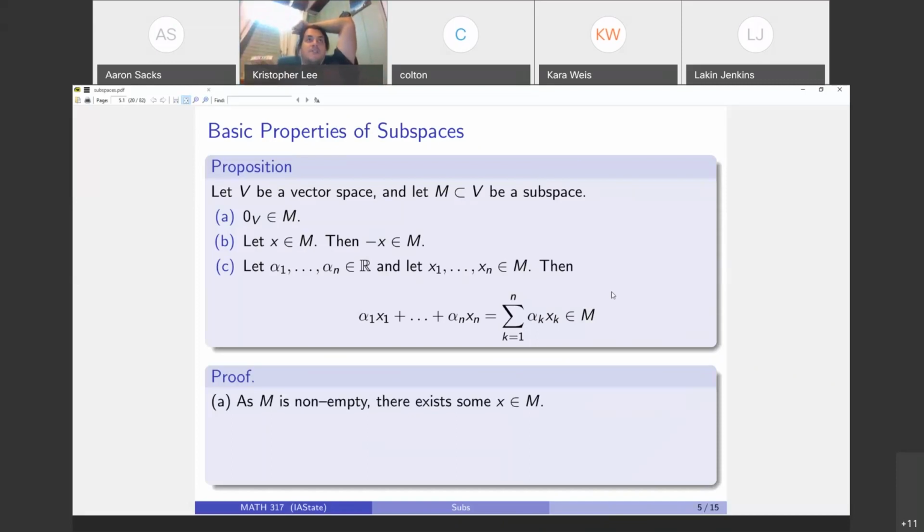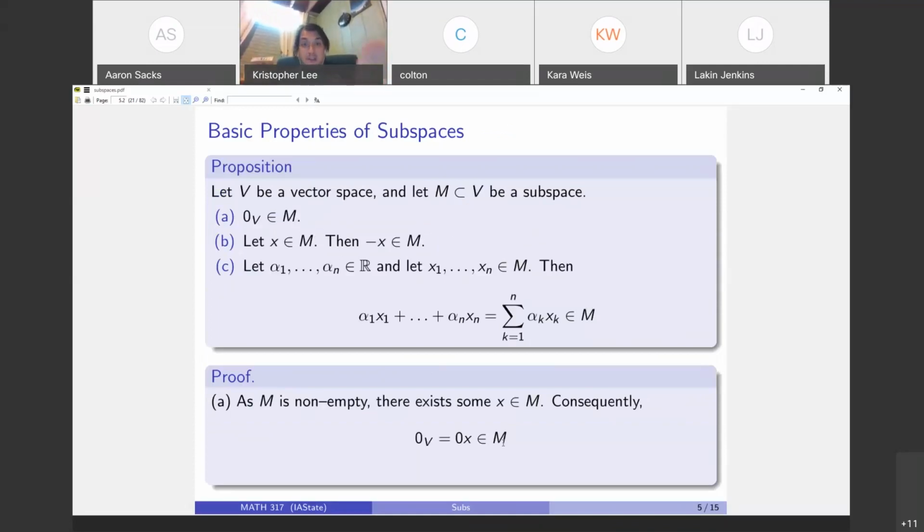Now, what do we know about scaling by zero? Scaling by zero will give us the additive identity, 0 sub V. And since M is a subspace, scaling, I don't care what you scale by, will keep you in the set. So, boom, proof's over. Nice and easy, right? And note, we've used explicitly quite a few of our assumptions, right? M is a subspace, so it's non-empty, and it's closed under scaling. The only thing we didn't use is that it's closed under addition.